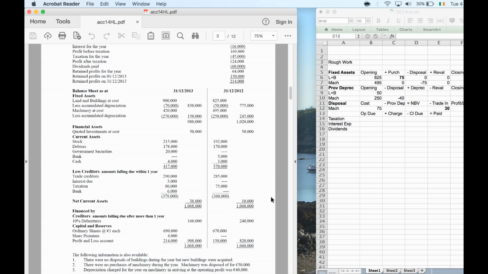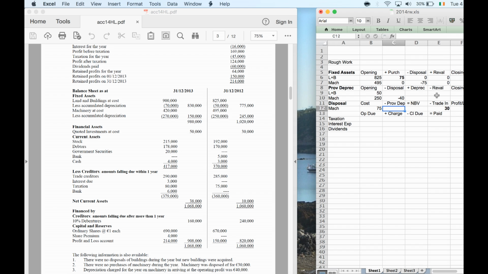So, machinery was disposed of for 30. Depreciation on machinery was 40 grand. So if I go back to my provision for depreciation account, in my machinery I have no revaluation of machinery. That means my original provision was 250, and I took away 40 for the one that I got rid of. Is that correct?